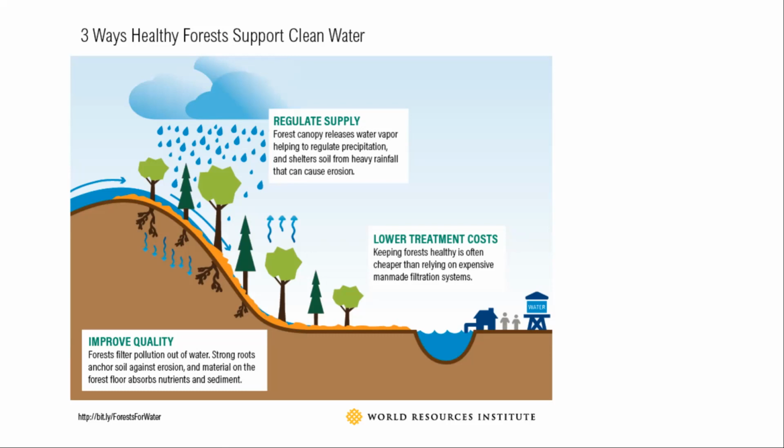But the reason that protecting our forests helps keep the water clean is for a couple different reasons. So if we look down here, forests filter pollution out of water. So the roots themselves, and then sometimes the plants, can actually absorb some of those pollutants. So they essentially filter out the water. And they can do that to some degree with the sediment as well.